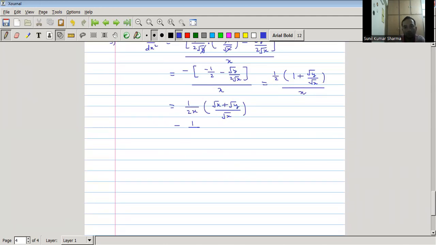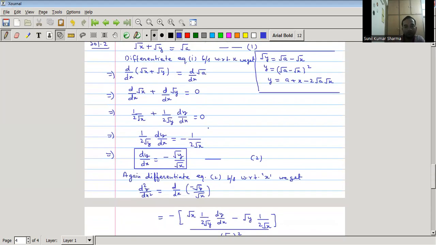So we get 1 upon 2x under root x into under root a. So this is the second derivative of y with respect to x. Now we have to find d2y over dx square at x is equal to a. So we put x is equal to a. So we get 2a under root a under root a. So it is cancelled out. We get 1 upon 2. So in this way, you can find the double derivative of y with respect to x at point x equal to a.